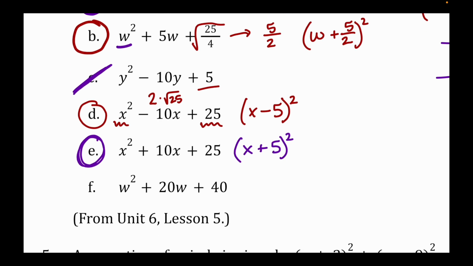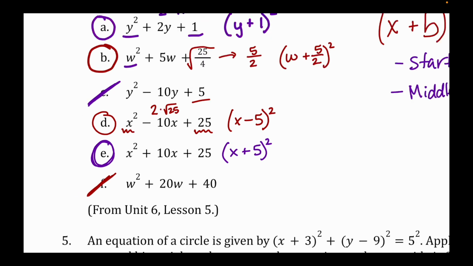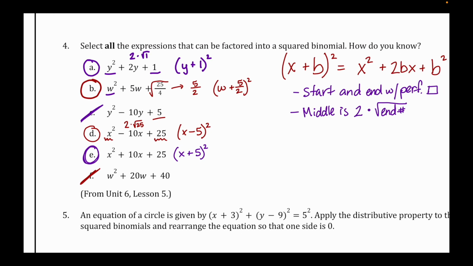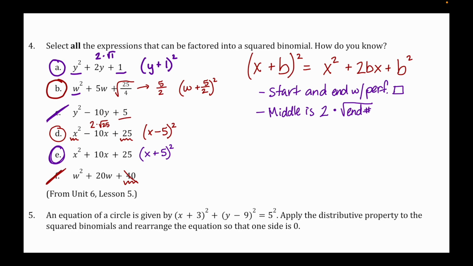Last one. 40. Alas, 40 is not a perfect square. So F, well, I meant to alternate colors. That's supposed to be red. F is not a perfect square because 40 is not a perfect square. So it needs to end in a perfect square number in order for this to work.